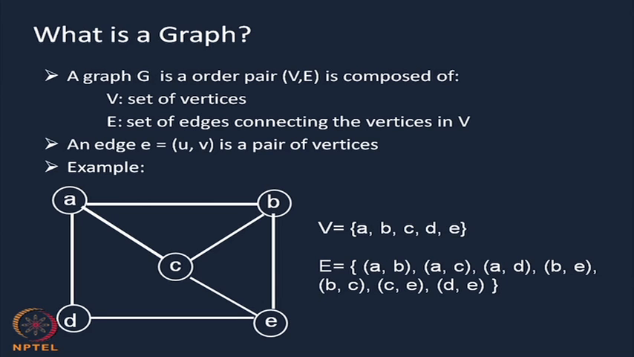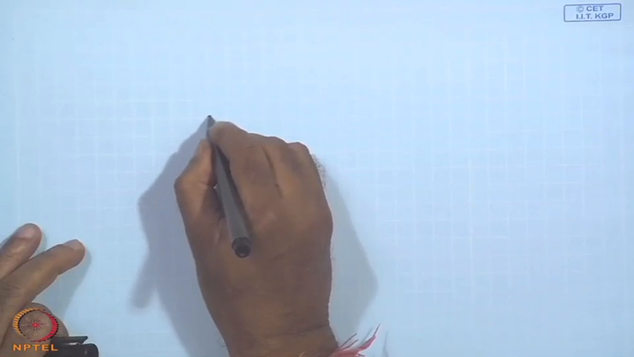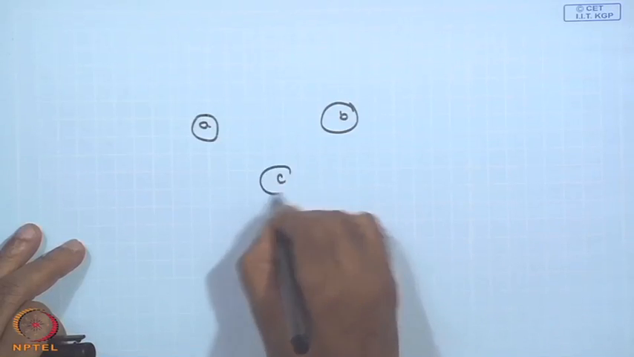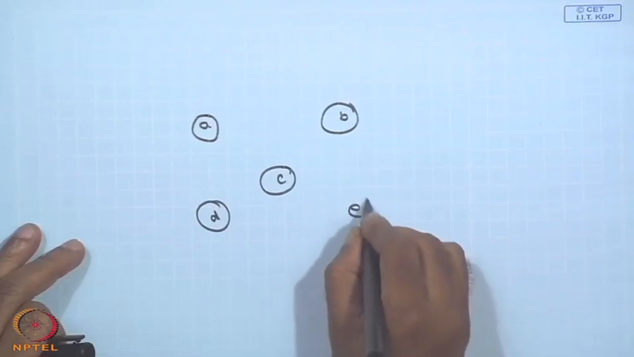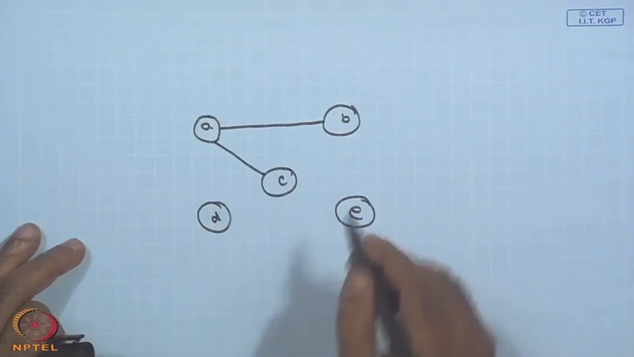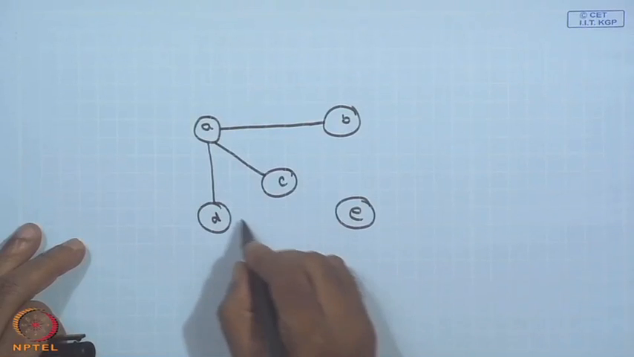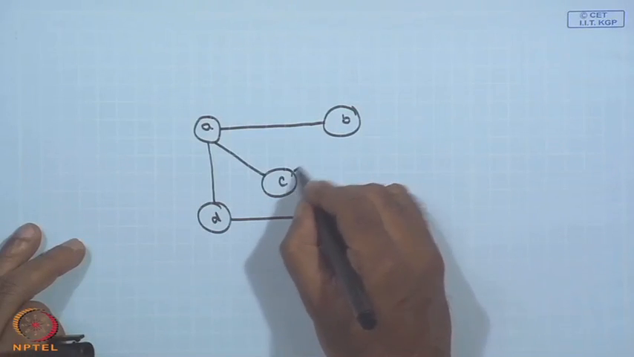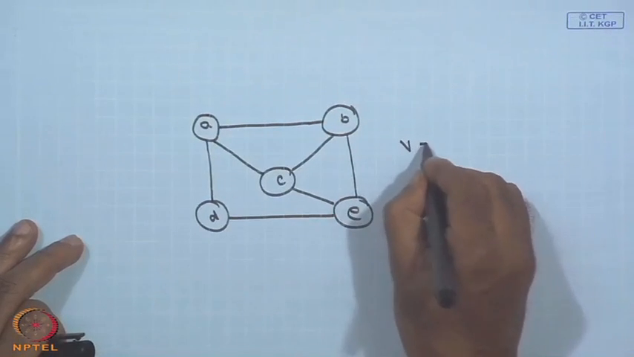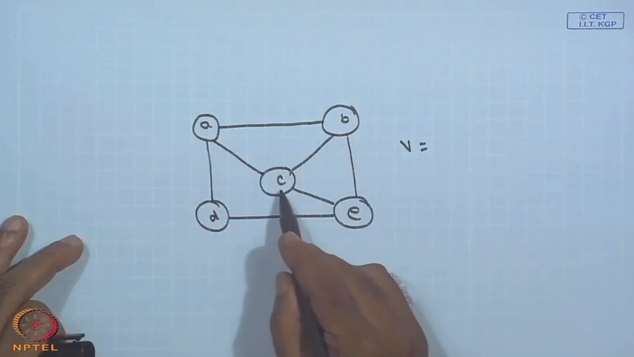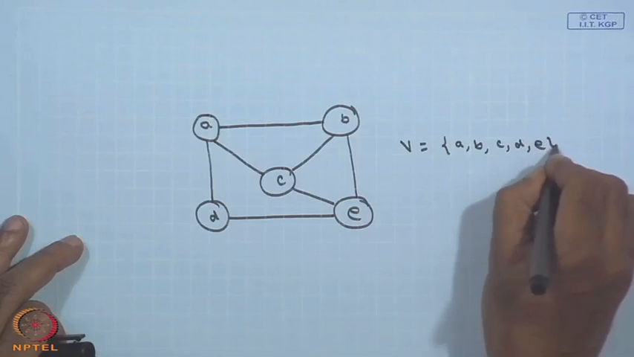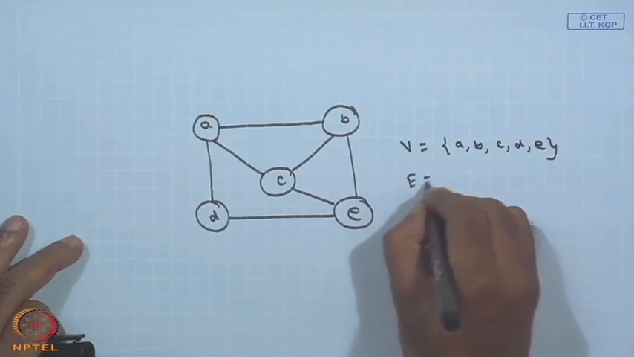If you take the example, say you have the vertices A, B, C, D and E. I have drawn lines from A to B, A to C, A to D, and there are D to E, C to B, C to E and B to E. So what are the vertices here? V, the set of vertices, will be A, B, C, D and E.